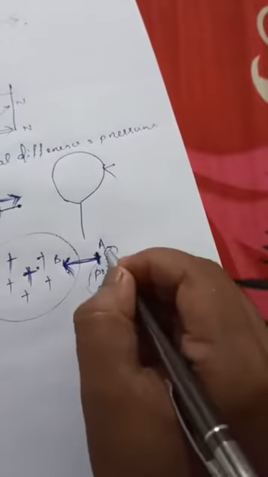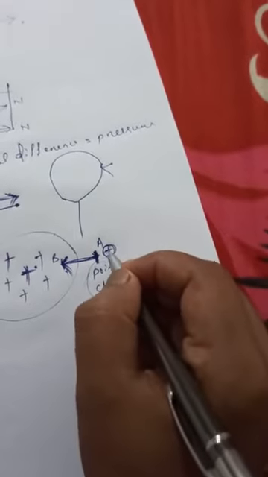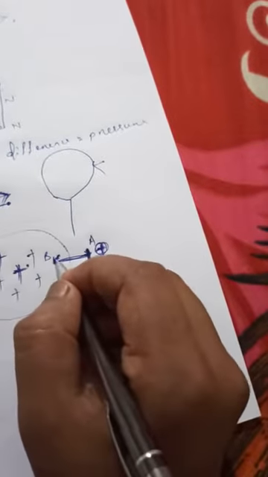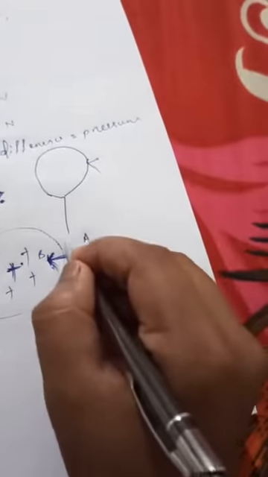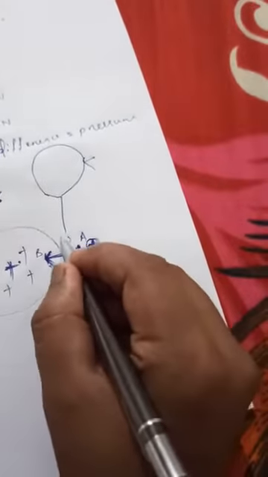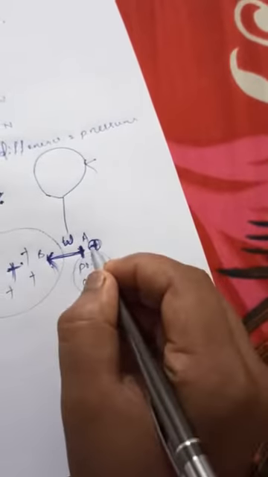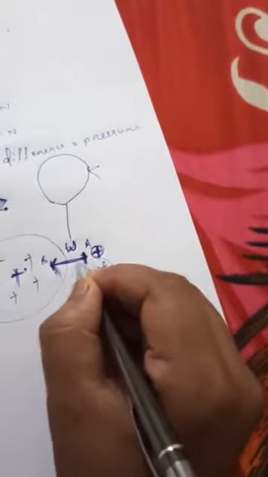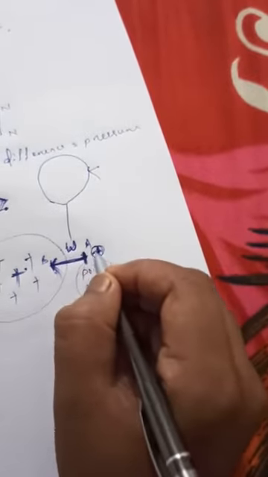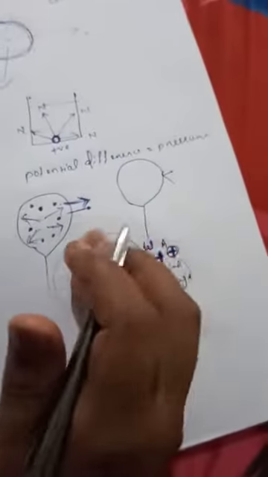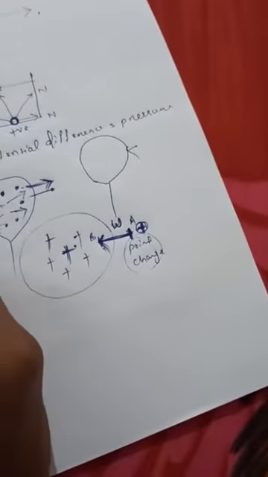I have to do some work to take the point charge to point B. So it can be defined as the amount of work done required to take a point charge from one point to another point. Its unit is volt. Try to remember that it is volt.